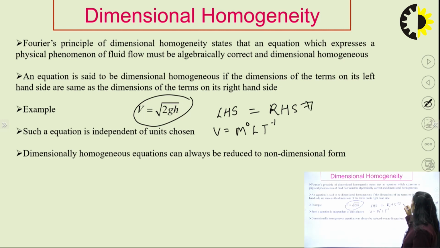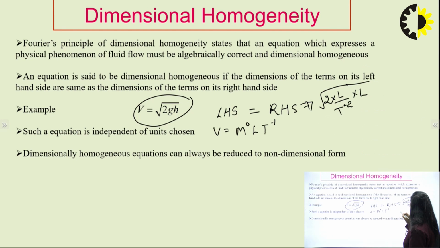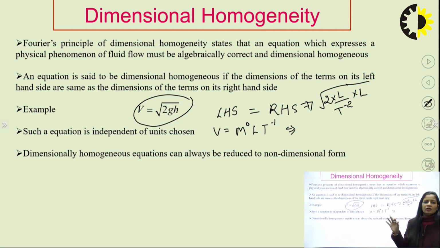The RHS is written with a 2. 2 is simply a constant, you can take it out. What is g? g is acceleration, again meter per second square, that means L divided by T squared, so L T to the power minus 2. And h is simply head, and head you can write as L. So this will be what? You just ignore the constant 2.